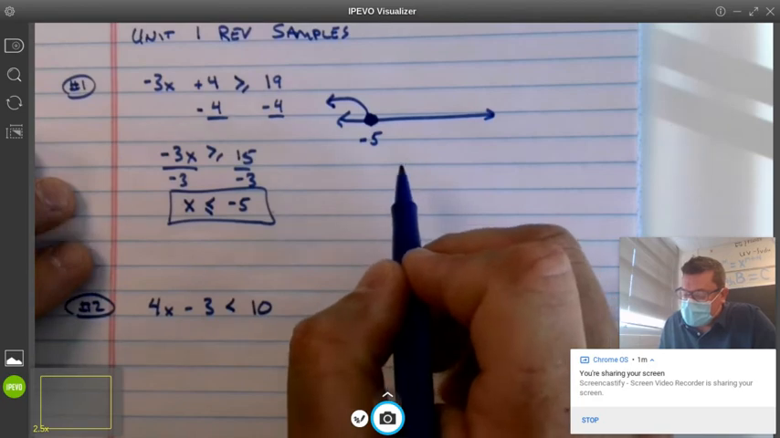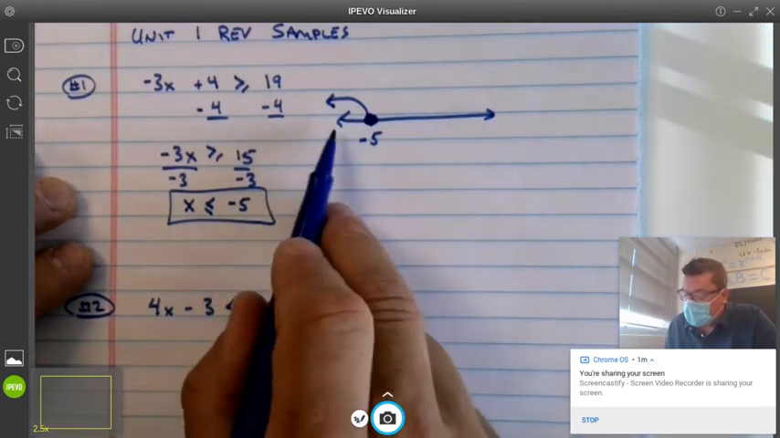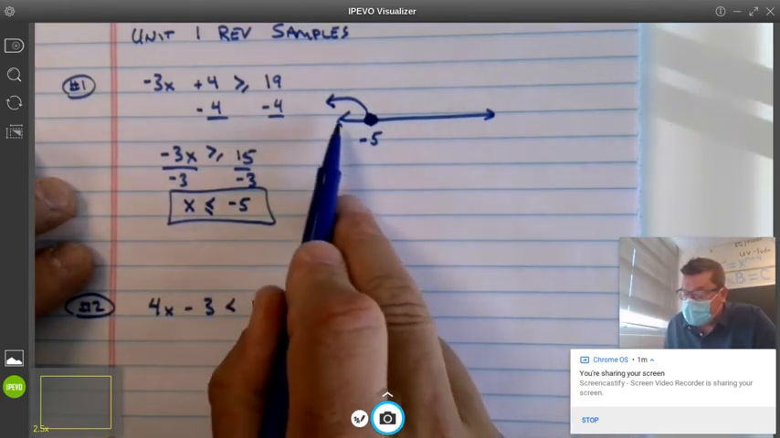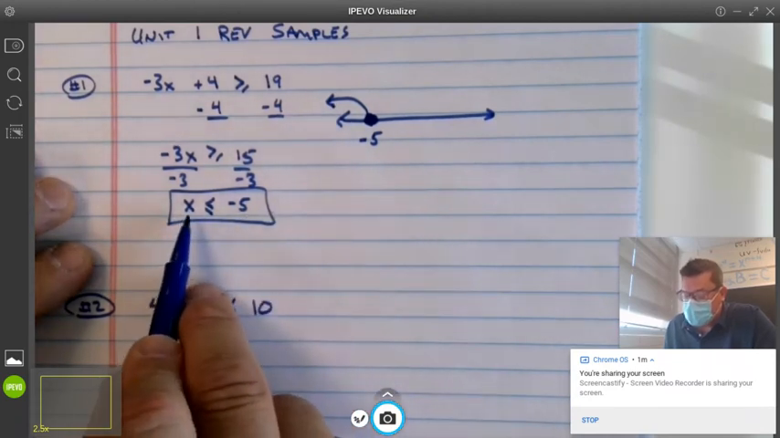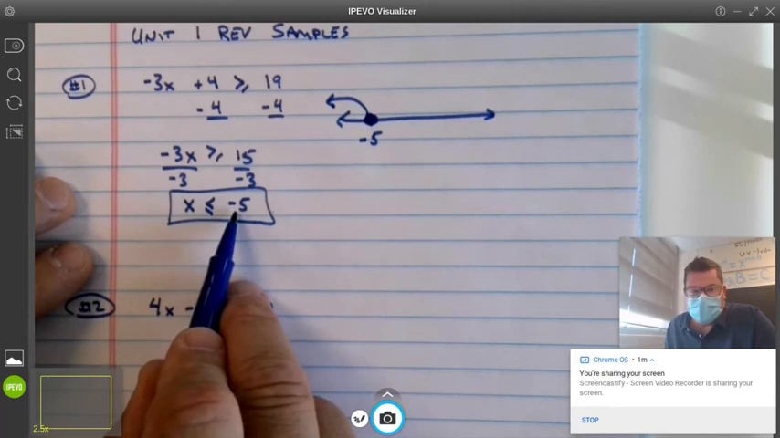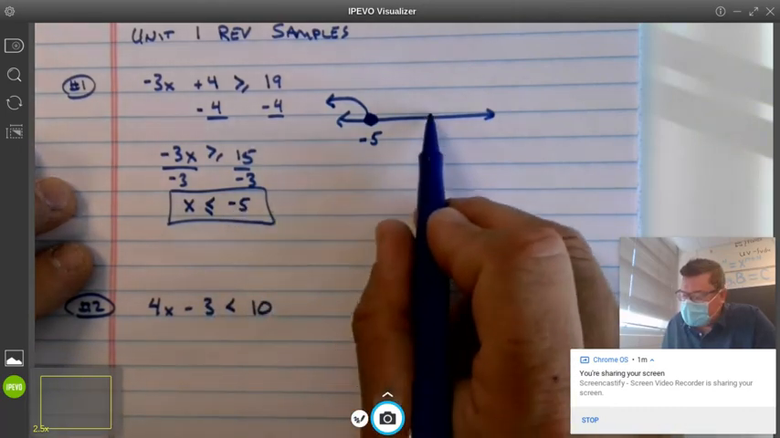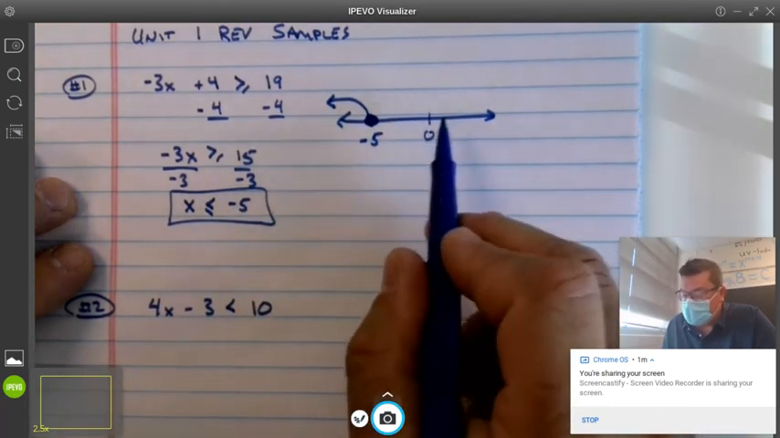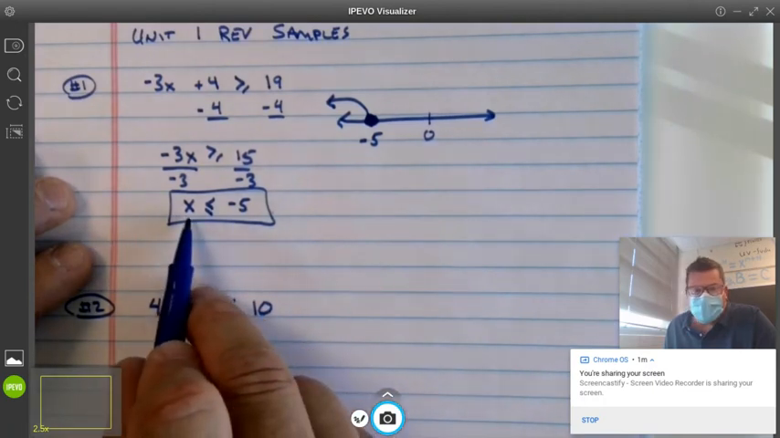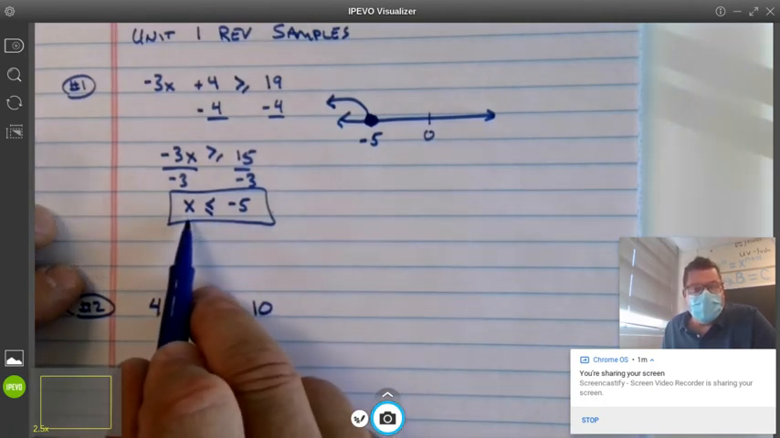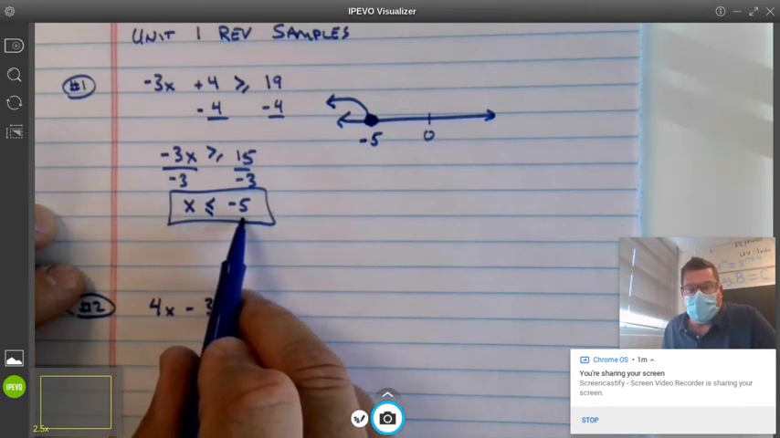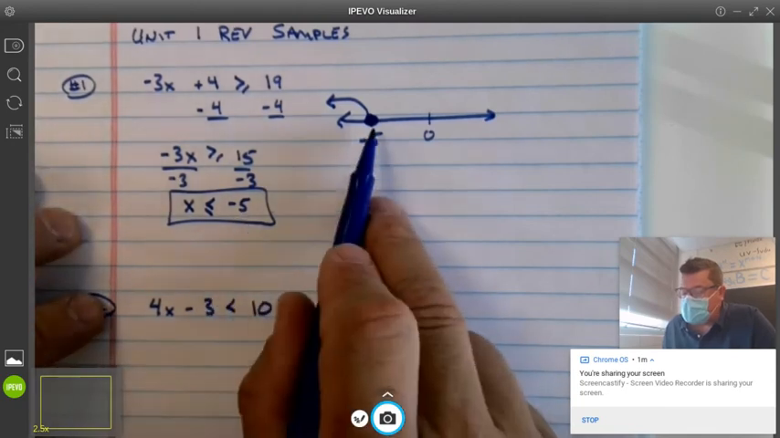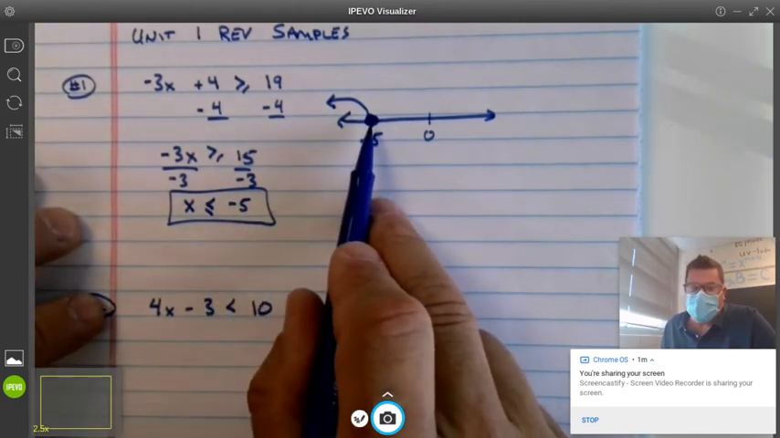Or you can test points like -10. -10's down here. It should be included in the shading if it makes this true. Is -10 less than or equal to -5? You could test a point over here like 0. 0 is not included in the shading, so 0 should not make this true. Is 0 less than or equal to -5? And the answer to that question is no. So this is the picture of the graph.